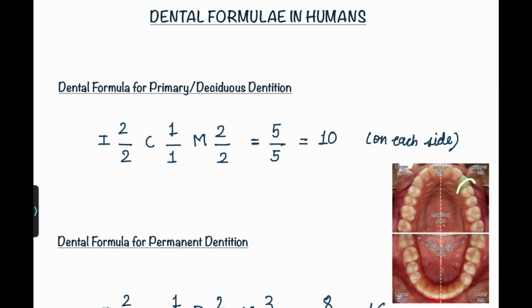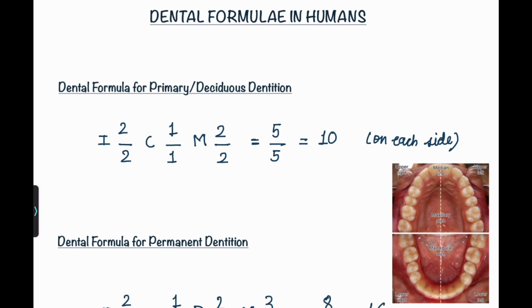The different classes of the teeth are represented by the first letter in their name. Example: I for incisor, C for canines, P for premolars, and M for molars. Each such letter is followed by a horizontal line. The number above the horizontal line represents such type of teeth present in maxillary arch, while the number below the line represents such type of teeth present in mandibular arch.